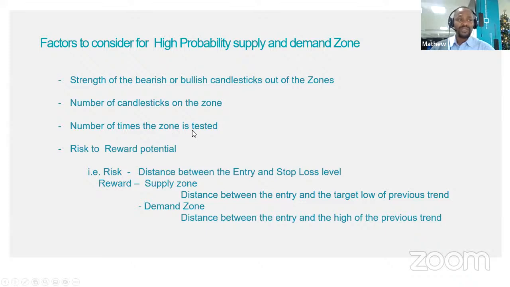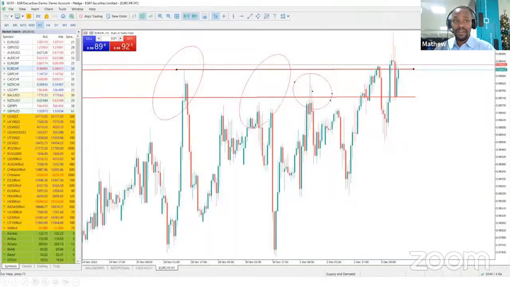The number of times the zone is tested. The fewer the number of times that zone is tested, the more potent it is. Otherwise, if it gets tested twice, thrice, more than 3 times, then there's a high likelihood of that level being violated. So if you can get the most fresh touch on that demand zone or supply level, then you're likely to have a high probability setup for that supply or demand.